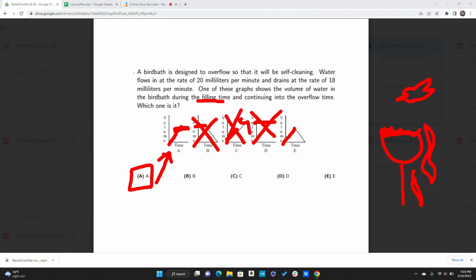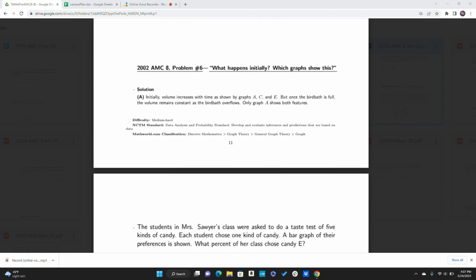And that is best shown with graph A. Remember E, our water is never going to go down. The water level never decreases.